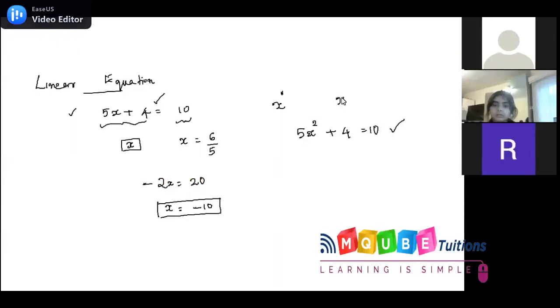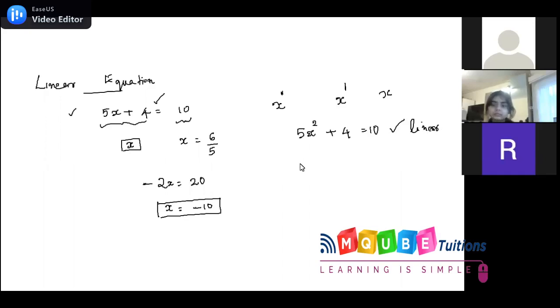When your variable is raised to an exponent of 1, that means there is no exponent. The variable is just standing alone. But in the second example that I've written, you can see that it has an exponent of 2. That means it's a square. So this equation is not a linear equation. Is that clear, Sachi? You got the difference between a linear and a non-linear equation, right?